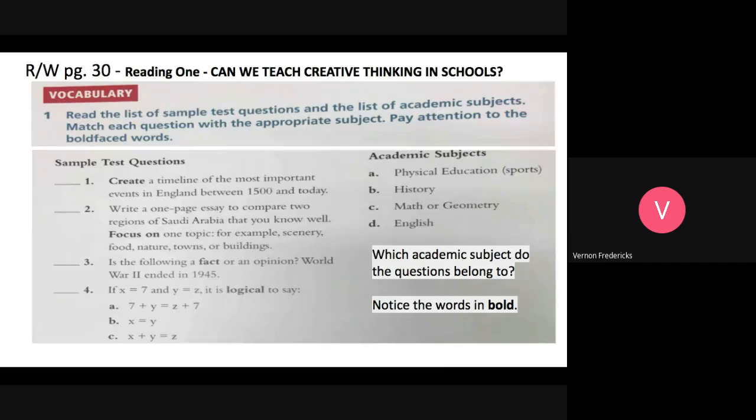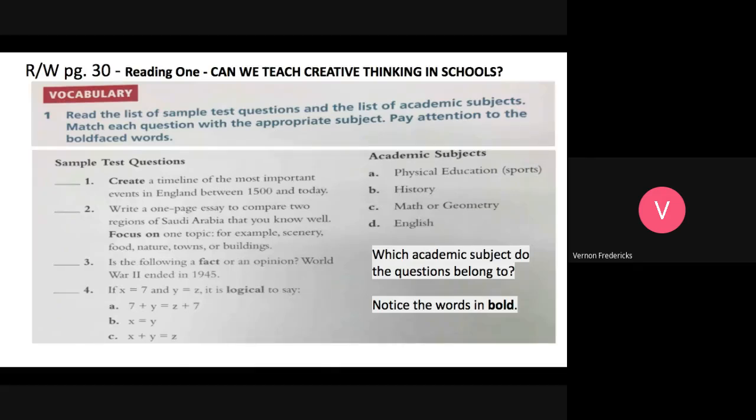It matches with history. So we have to say the timeline: when this happened, when that happened. So it gives us a full idea of what happened in the past. Okay. So number 1 and history, number 1 and B go together.